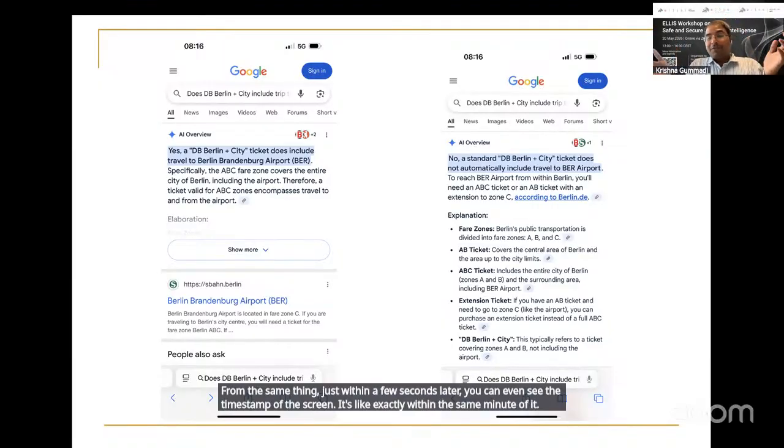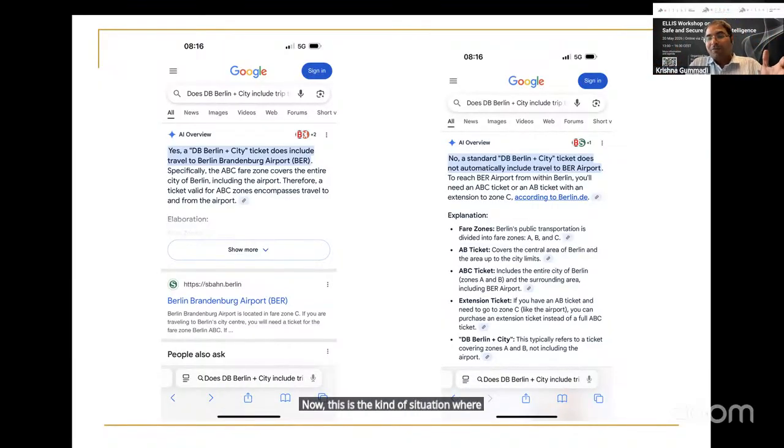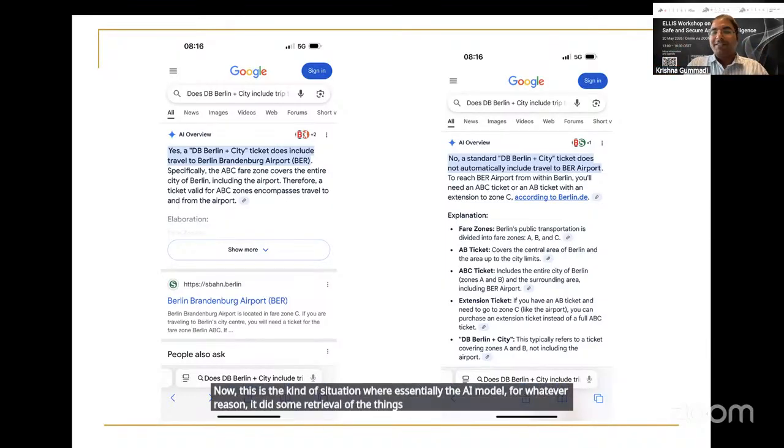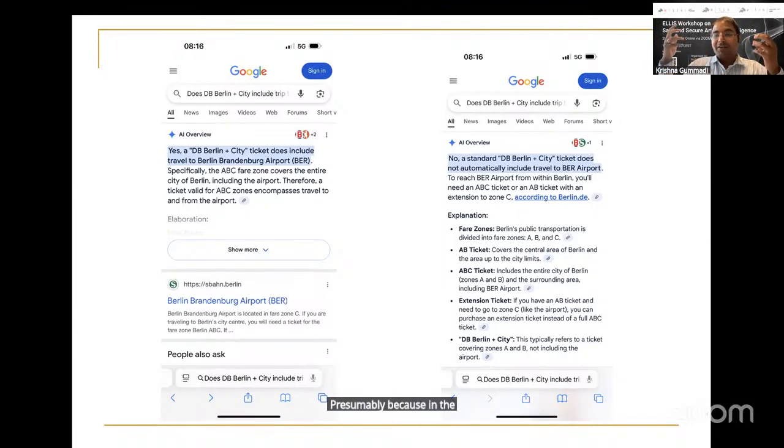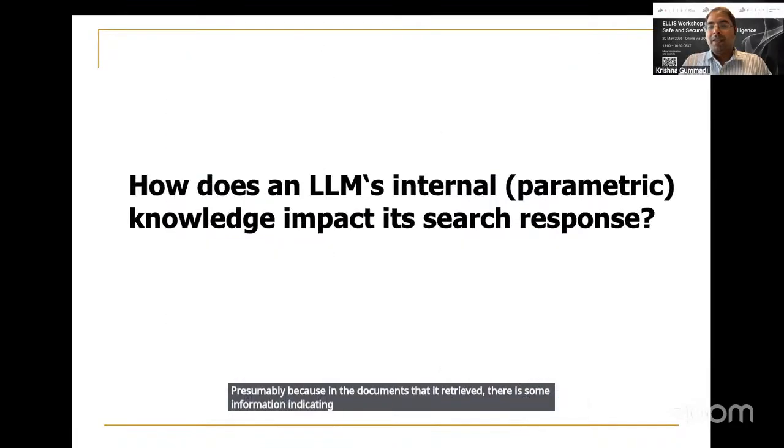Now, this is the kind of situation where essentially the AI model, for whatever reason, did some retrieval of the documents and was summarizing the response. And in one case, it summarized it one way, and in another case, it summarized it in another way. Presumably because in the documents that it retrieved, there is some information indicating both types of things.